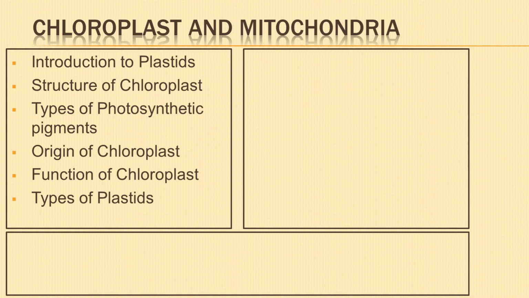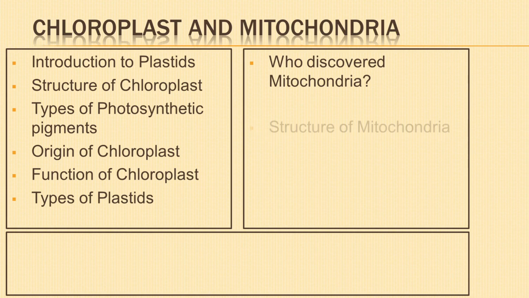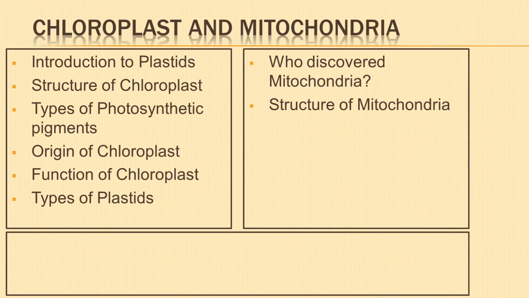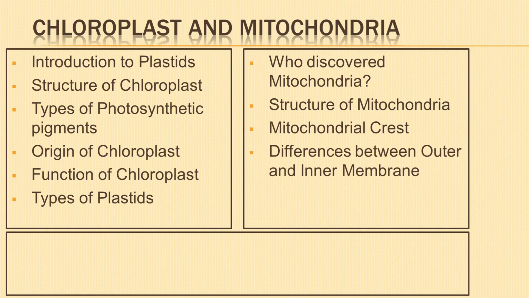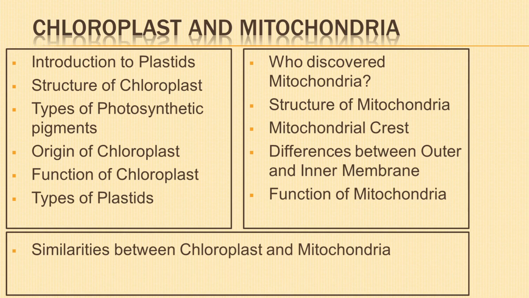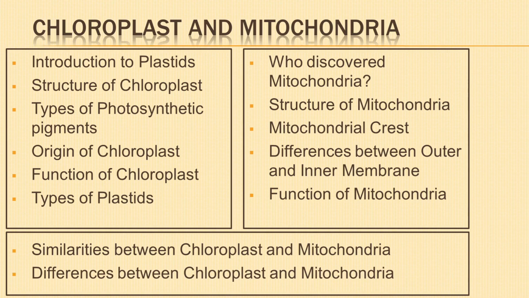Then we will move on to mitochondria, where we will study its structure, about mitochondrial crest showing oxysomes, difference between inner membrane and outer membrane, and its function. Finally, we will compare chloroplast and mitochondria by learning about their similarities as well as their differences. Let's begin with the plastids.